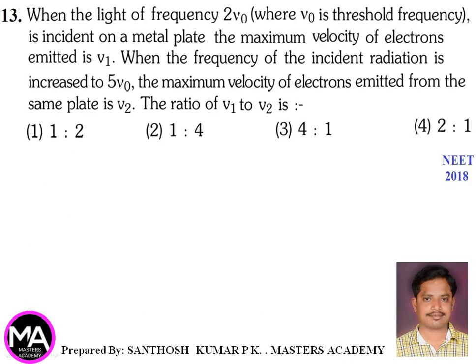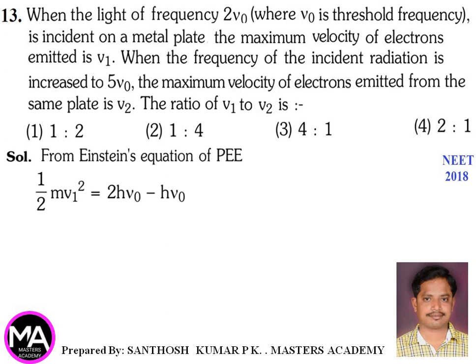Next problem. When the light of frequency 2 nu naught, where nu naught is the threshold frequency, is incident on a metal plate, the maximum velocity of electrons emitted is v1. When the frequency of the incident radiation is increased to 5 nu naught, the maximum velocity of electrons emitted from the same plate is v2. The ratio of v1 to v2 is? Solution. Now from Einstein's photoelectric equation, maximum kinetic energy, half m v squared, in the first case, here it is v1, so half m v1 squared is equal to 2h nu naught minus h nu naught. Next, half m v1 squared is equal to h nu naught.